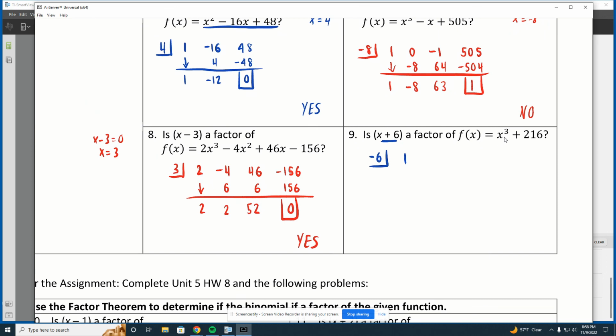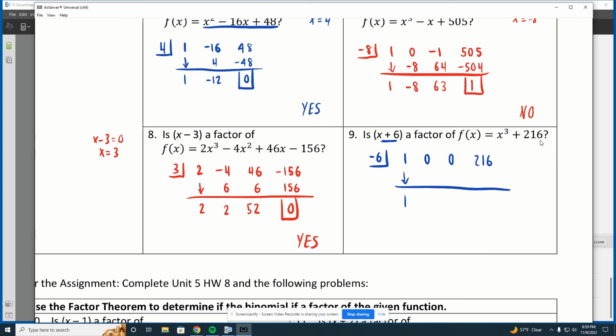Don't let this one trick you. What's after x cubed? X squared. I don't have it. 0. What's after x squared? X. I don't have it. 0. What's after x? Constant. Got it. 216. So see, this one's going to have 2 zeros, believe it or not.